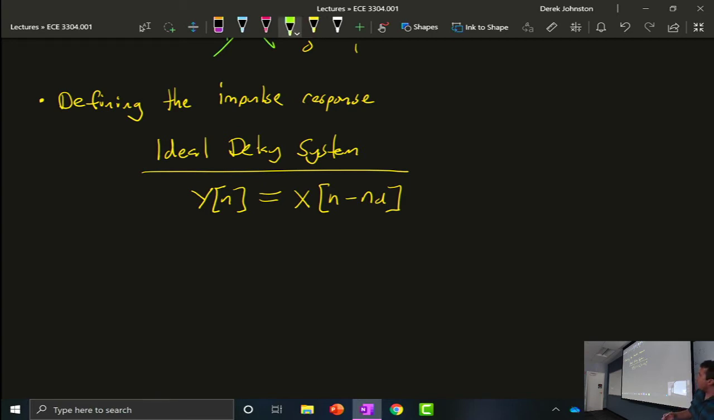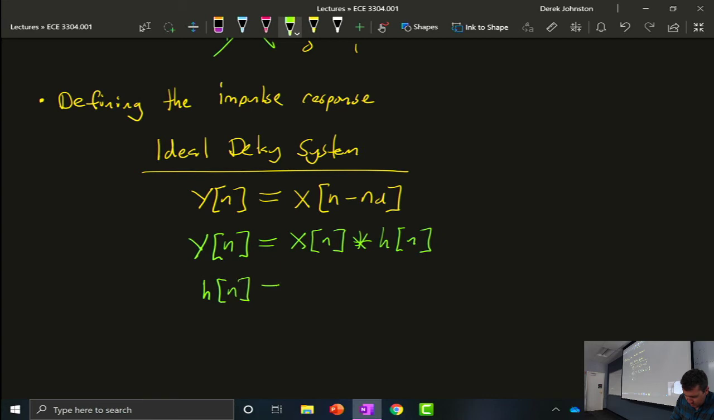So if that was our original definition of the system, we now need a new definition that says that y of n is equal to x of n convolved with h of n. So what I really care about is: what is h of n equal to? How do we redefine our system to now be in terms of the impulse response? I'll give you a hint. The answer is very, very simple.